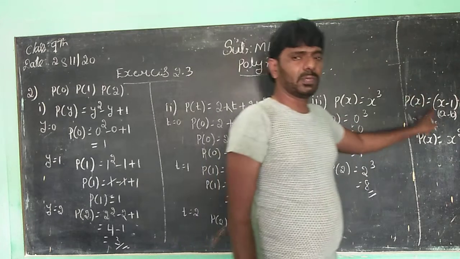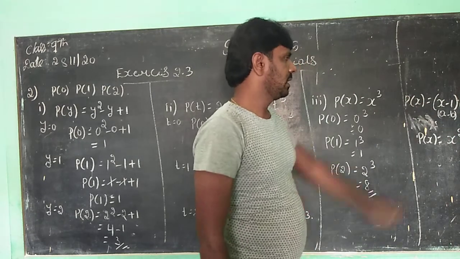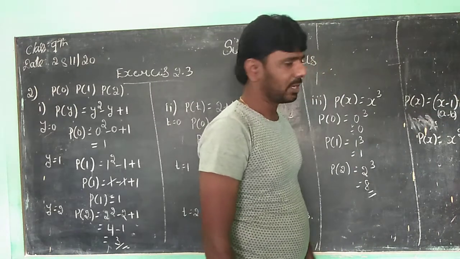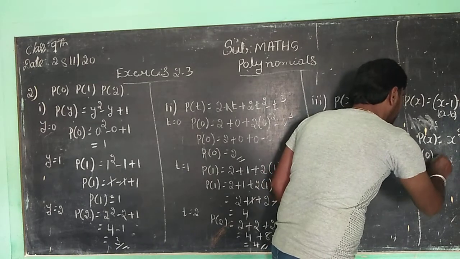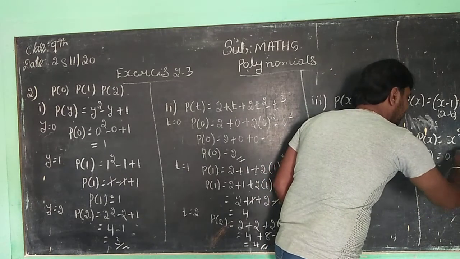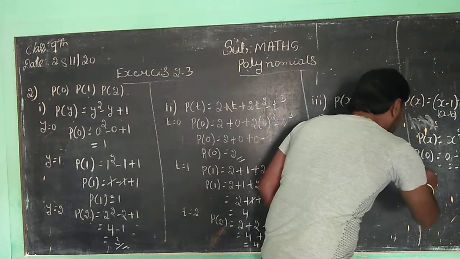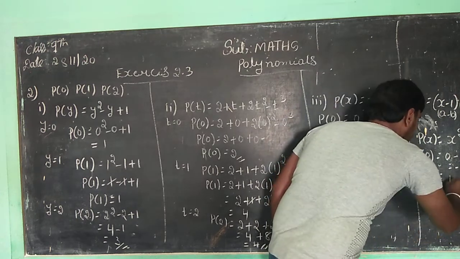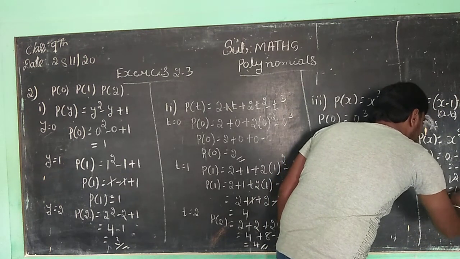This is the identity: (a minus b) into (a plus b) is equal to a square minus b square. Here a value is x and b value is 1, that is x square minus 1 square. Children, first we take p of 0, which is 0 minus 1, that is minus 1. P of 1: in x place we substitute 1 square minus 1, so we cancel this, 0.